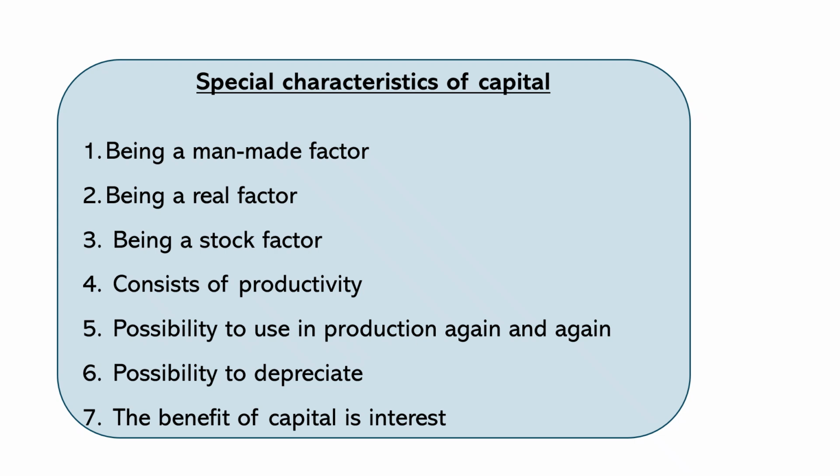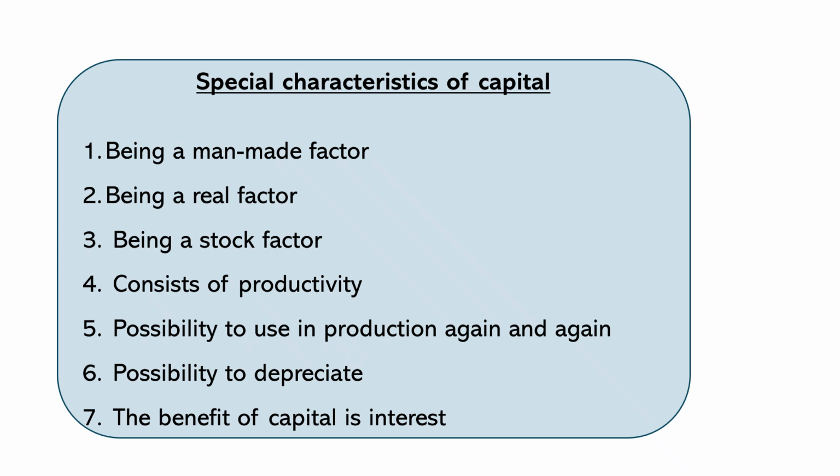Third one, being a stock factor. Capital is measured at one moment in time, like counting how many machines you have right now. Fourth one consists of productivity. Capital helps produce more goods. A machine lets you make things faster than by hand.